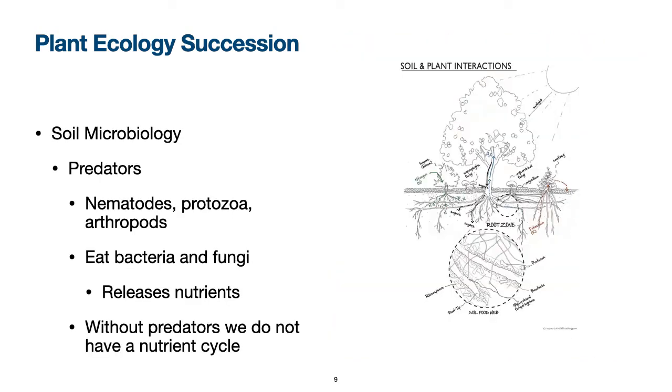And then above those, the bacteria and the fungi, there we have our predators. So our nematodes, our protozoa, our arthropods, things like that, they're going to eat the bacteria and the fungi. And because of the carbon nitrogen ratio in the way this food web is set up, this is how our nutrient cycles actually come to be. So we need those bacteria and fungi to be consumed in order to release those nutrients. Without those predators, we do not have a nutrient cycle.